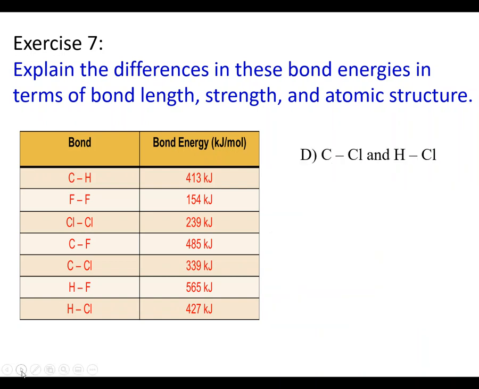Last example here, looking at carbon with chlorine and hydrogen with chlorine. So let's investigate those numbers, look them up. All right, carbon with chlorine, hydrogen with chlorine. Which one's stronger here? And what would we say about it? On the HCl, definitely stronger. Now, what are some reasons that we can state for that? Shorter bond, I agree. Actually, the hydrogen is smaller than the carbon.